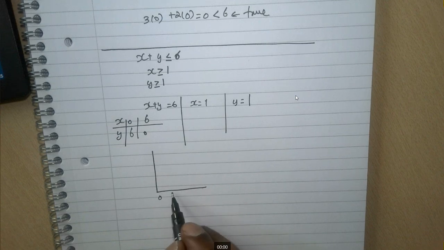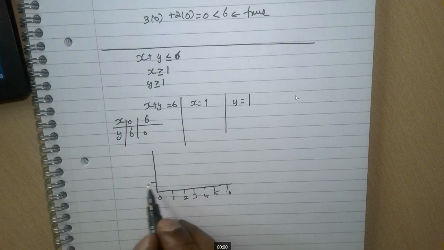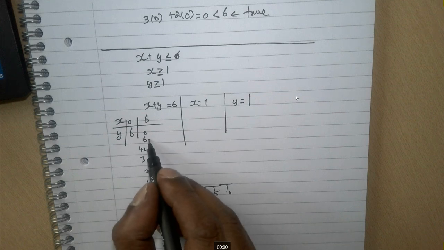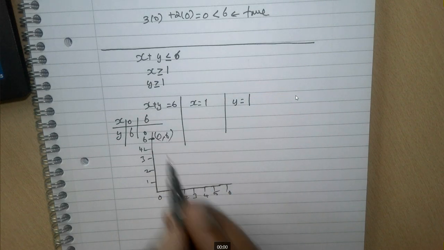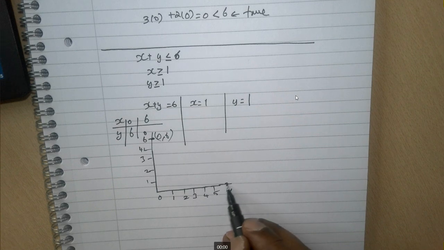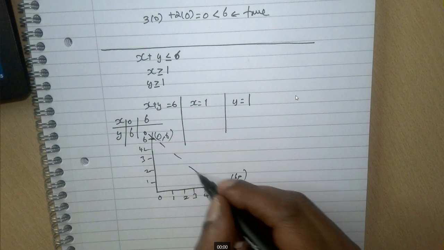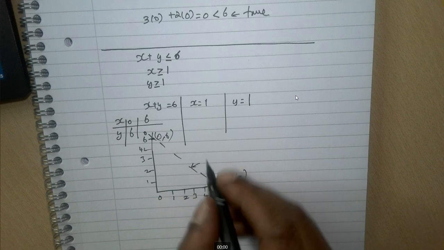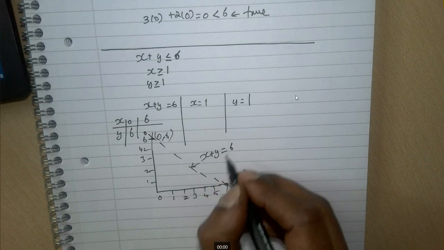Let's say 0, 1, 2, 3, 4, 5, 6 on the axes. So (0, 6) is here. This point is (6, 0). Just draw a straight line. Anything that lies on this particular line should follow this equation, x plus y equal to 6.